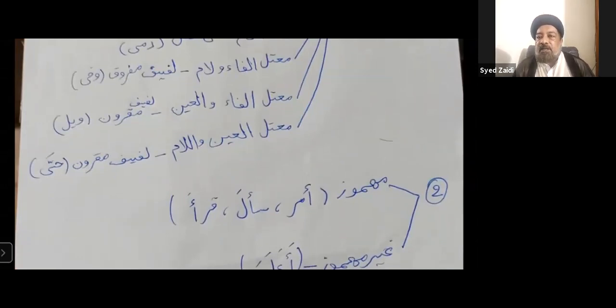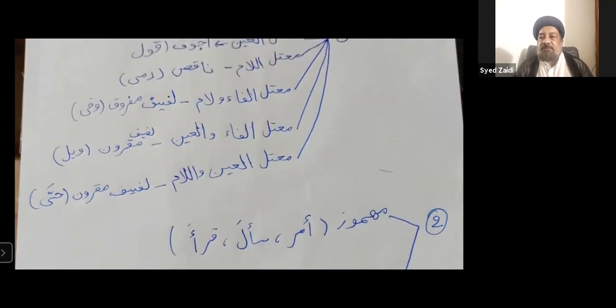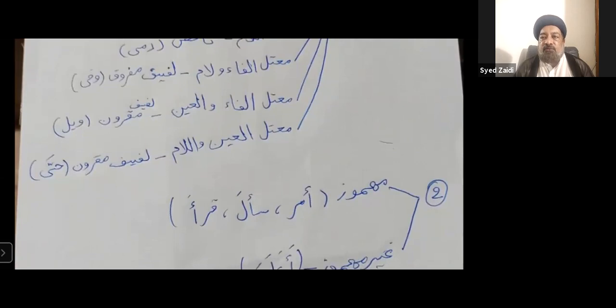So therefore, lafif maqroon is the term used for a word where the first two letters, fa'ul fi'il and ainul fi'il, are from huruf illa, right? It's called mu'talul fa wal ain. And the term used for it is lafif maqroon, like in the word wail, wail lil musallin, like the example you see in the verse of Quran.